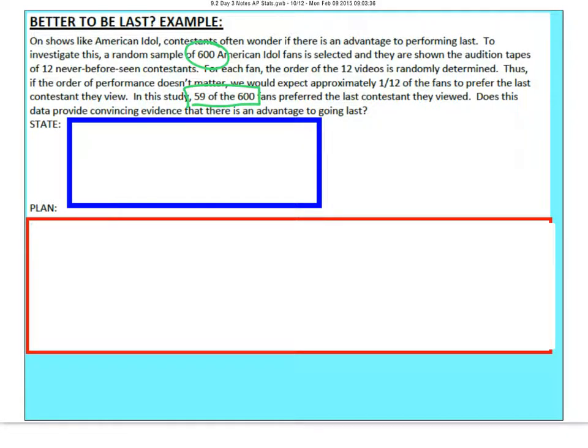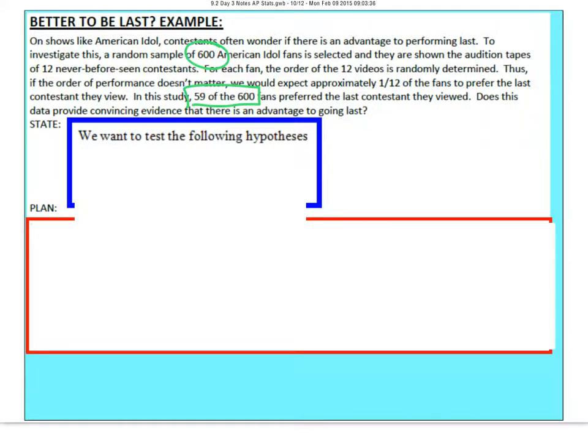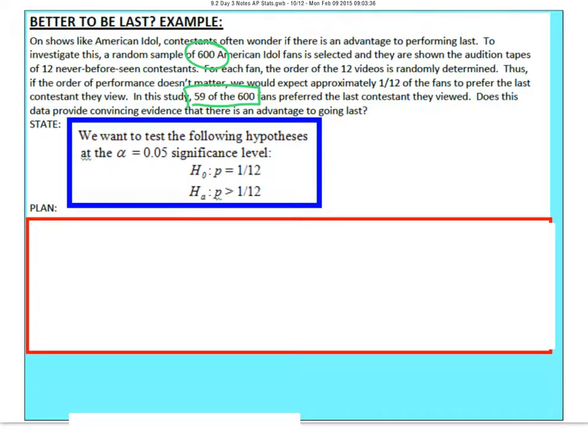So the first thing we want to do is state our hypothesis, choose our significance level, and define P. In this case, we want to test the following hypothesis. I'm going to choose a 5% significance. That is the standard one, and I recommend you always choose it. Now in this case, H sub O, the true proportion we believe is 1/12. However, if it's more advantageous, it would be a greater than scenario.